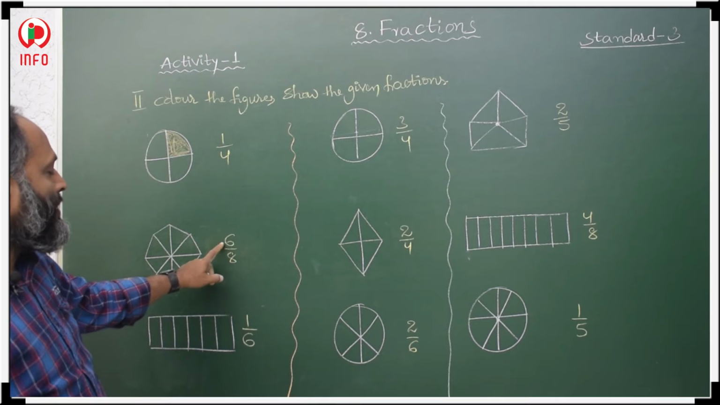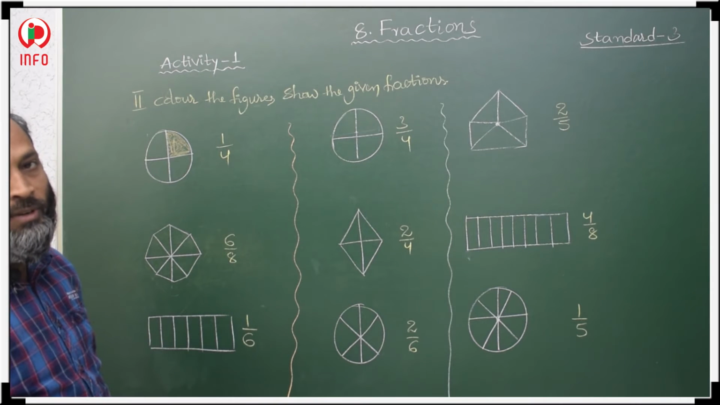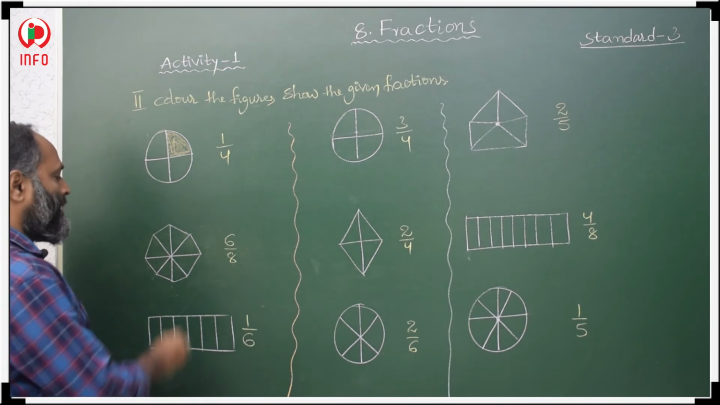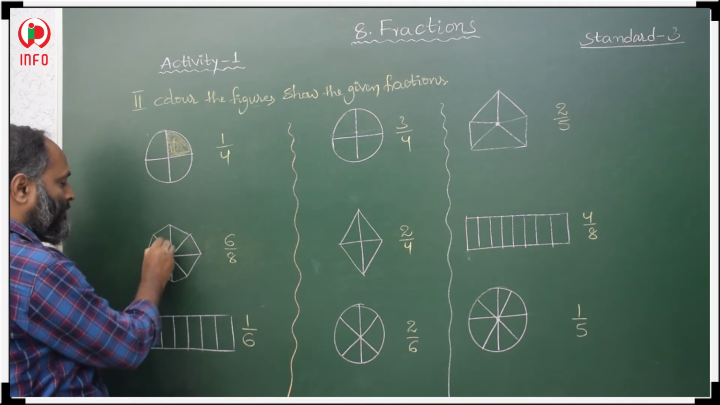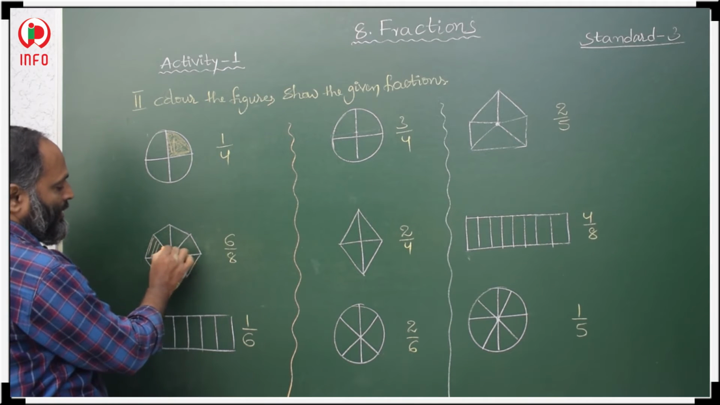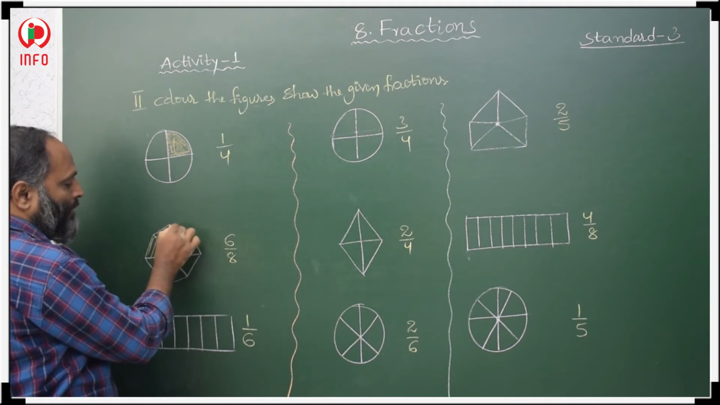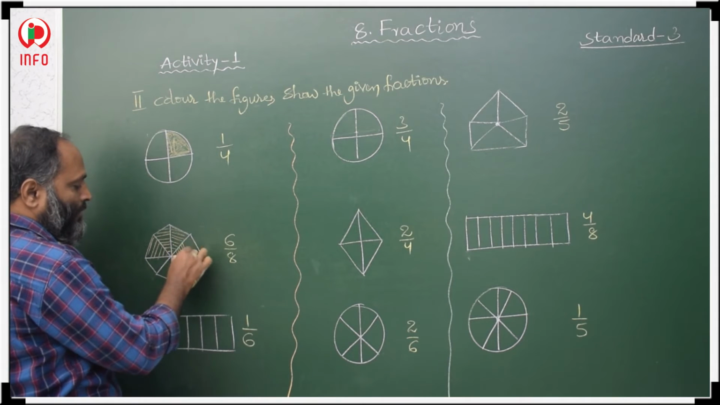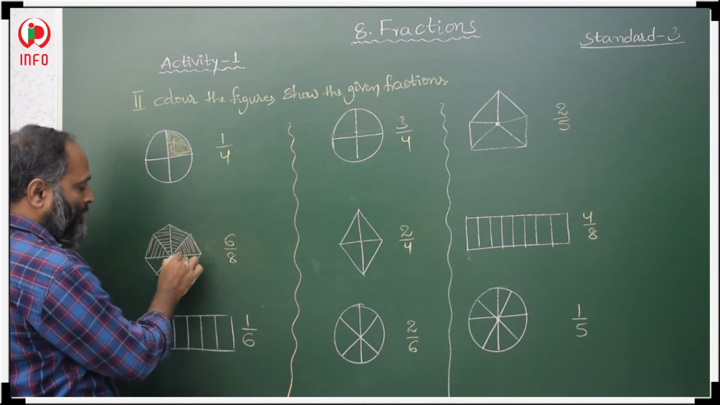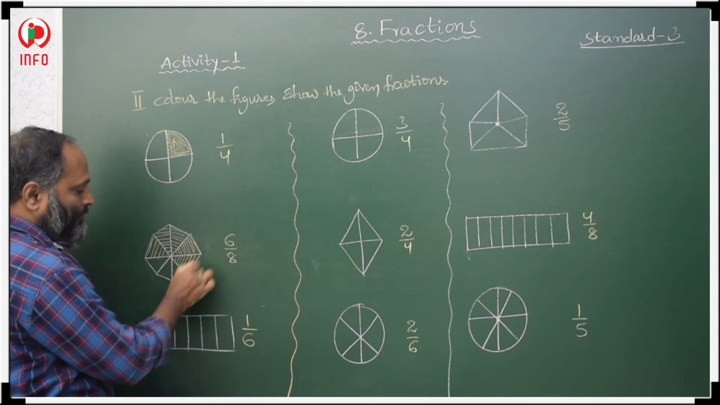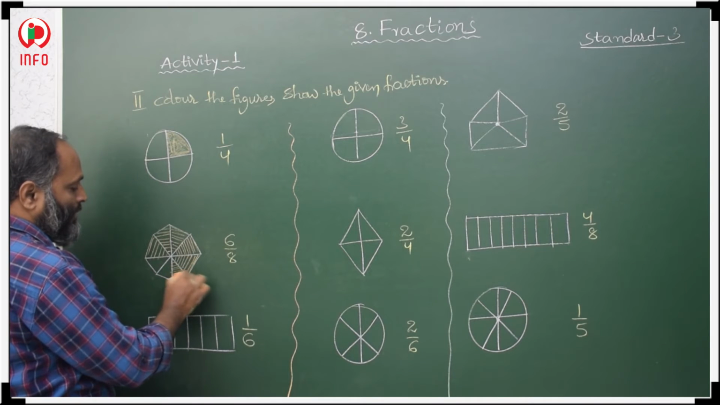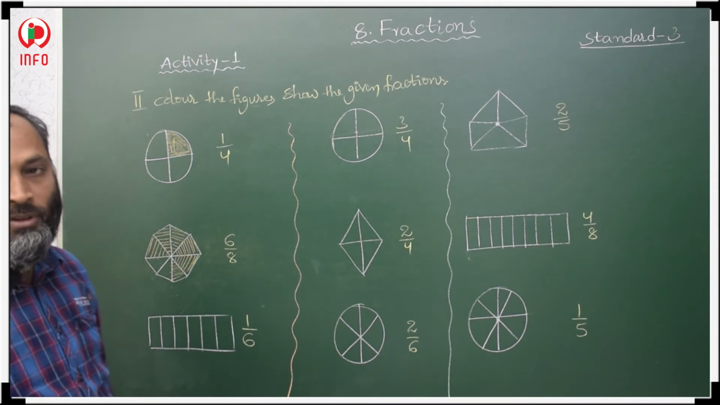Now, here 6 by 8, 6 parts we have to shade. How many parts? 6 parts. This is first part, second part, third part, fourth part, fifth part, sixth part. Total 6 parts we have to shade.